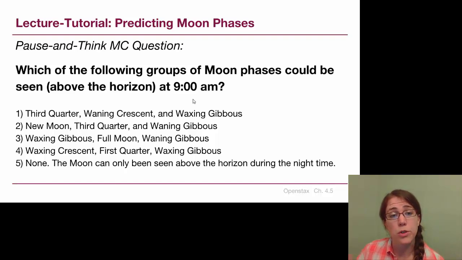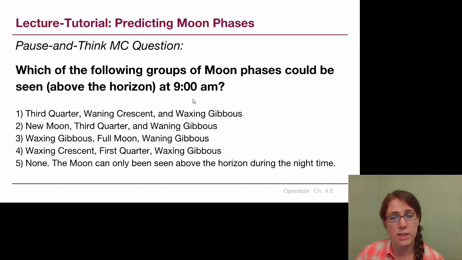Option 2, new moon, although we can't see it, it would be above the horizon. Third quarter would be above the horizon. And waning gibbous, at least a couple of days worth of waning gibbous would be above the horizon, close to setting, but they would still be there at 9 a.m. So 2 seems reasonable to us.